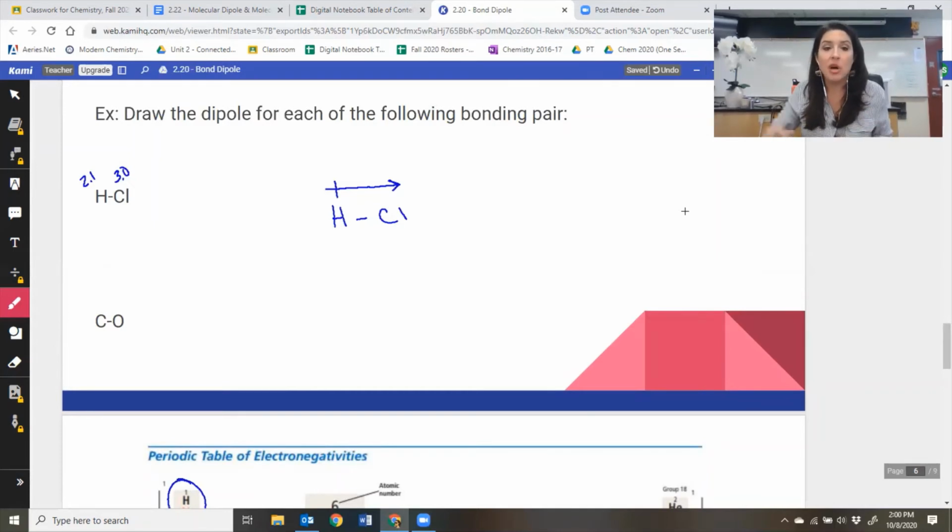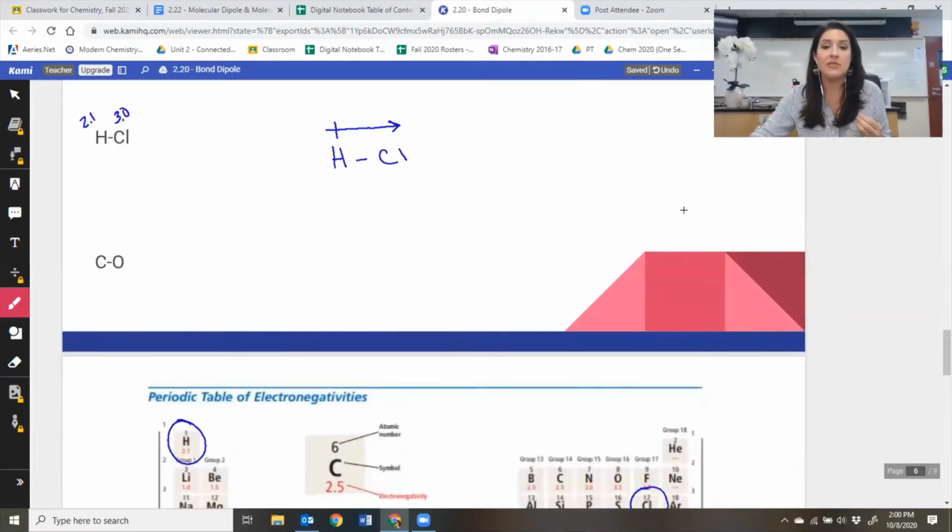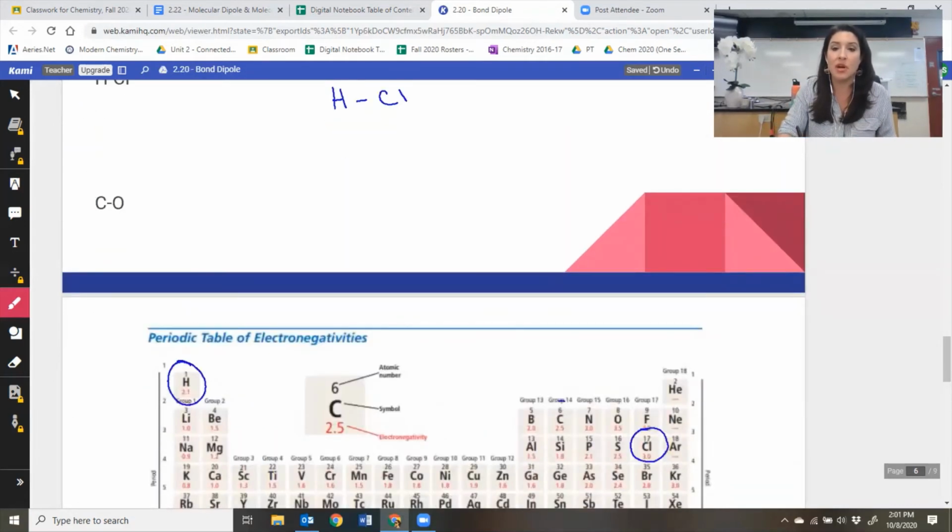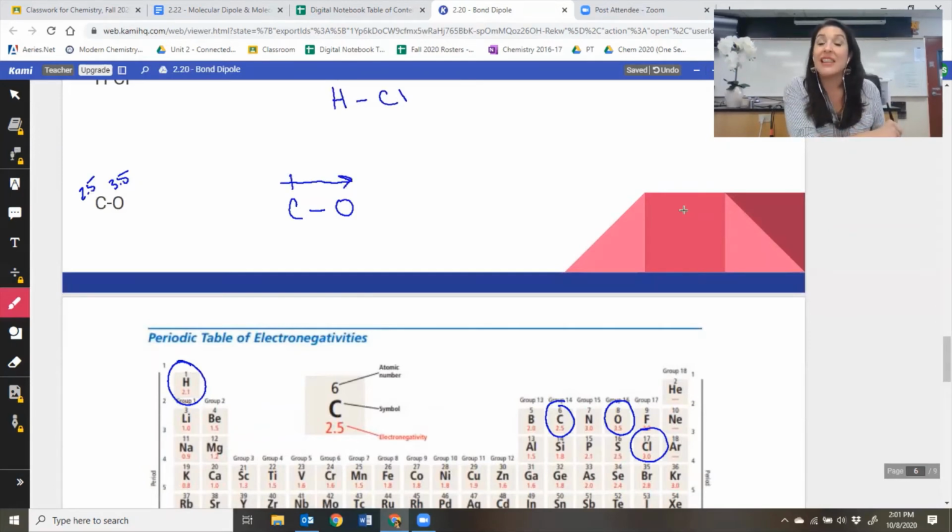Let's do the same thing with carbon and oxygen. Again, I'm going to need to figure out what the electronegativity values are. Carbon is 2.5, oxygen is 3.5. So if I were drawing a dipole for this bond, I would point it again towards more electronegative oxygen and cross the tail at less electronegative carbon.